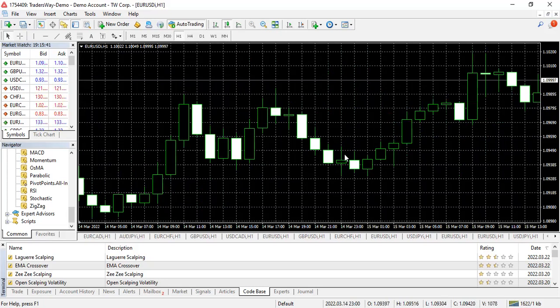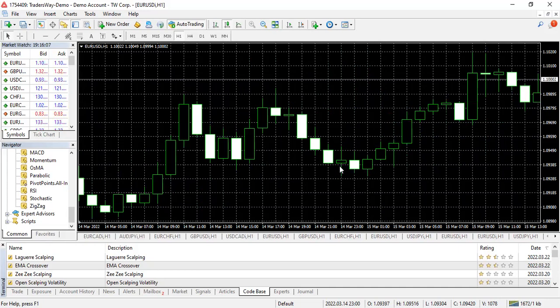Yeah, this is a perfect example of a spinning top. So here is the spinning top. Here is a bullish spinning top. Can you see the body is very small and the wick is long, something like this.